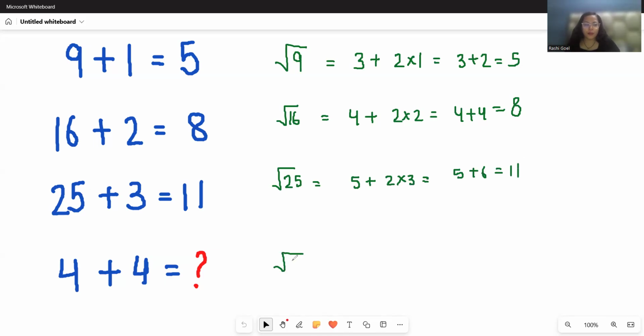Now find out 4 plus 4. The square root of 4 is 2, plus 2 times 4, 8. So 2 plus 8 is 10. So what replaces the question mark?